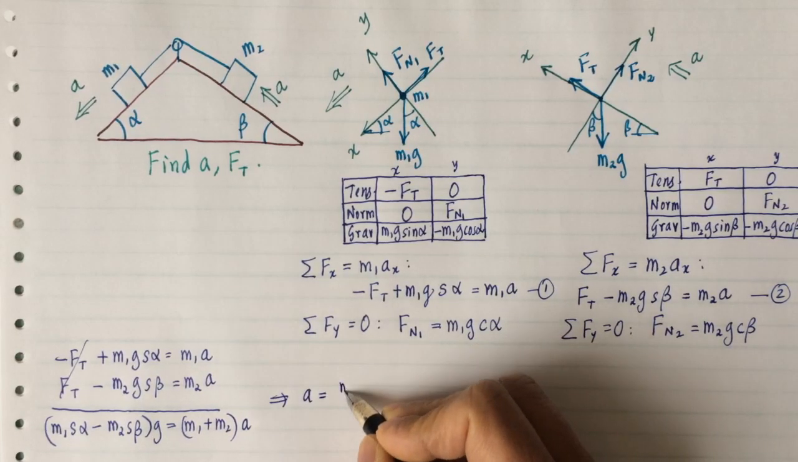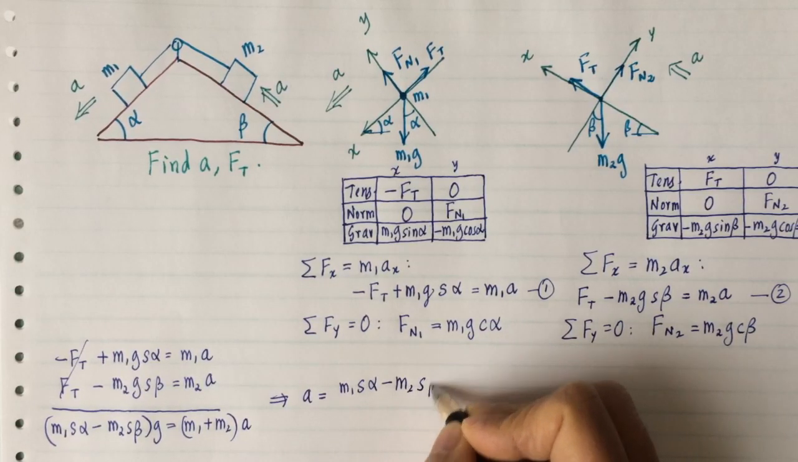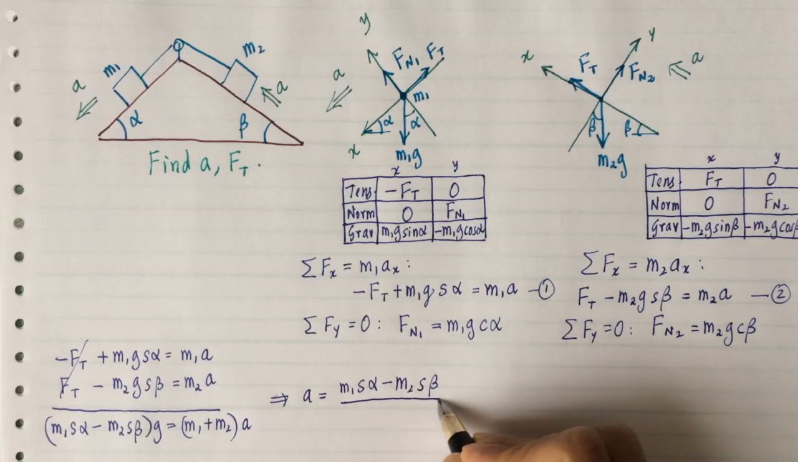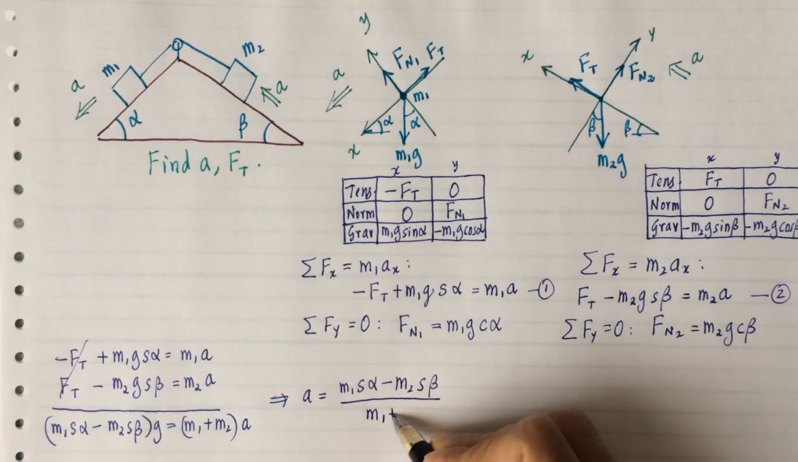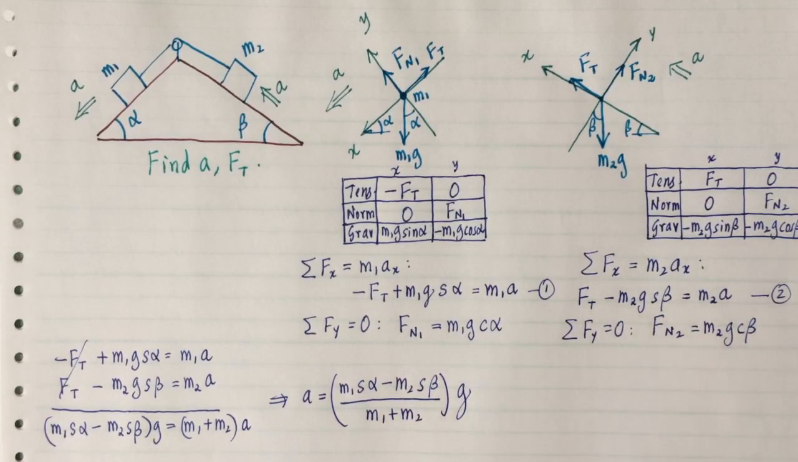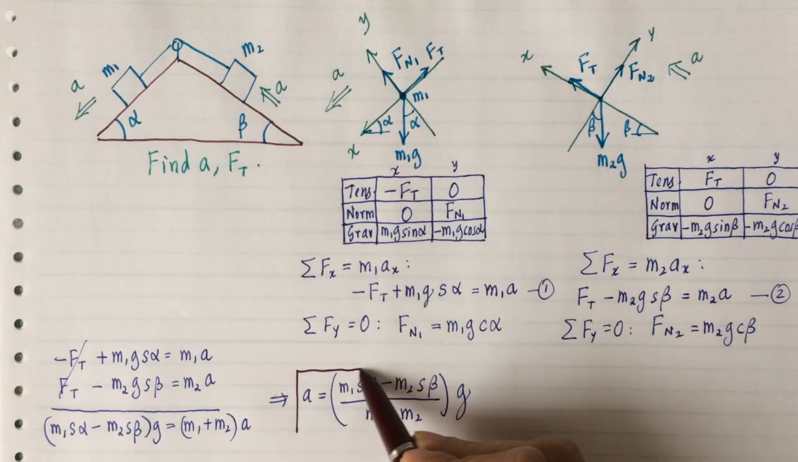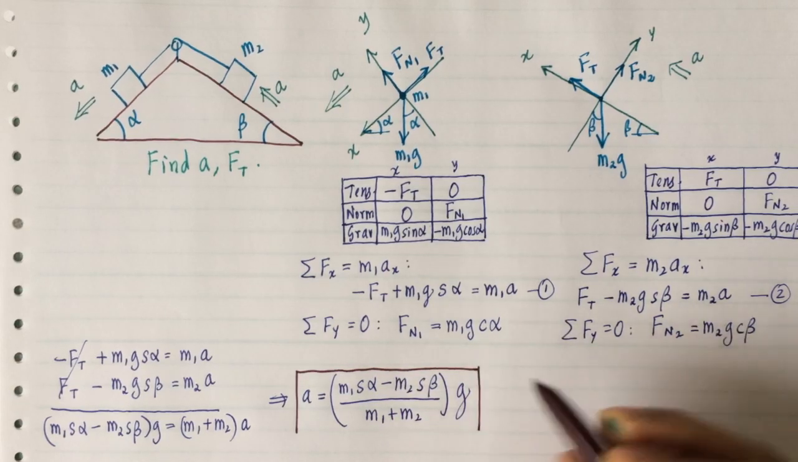So that solves for me the acceleration. It's just m1 sine alpha minus m2 sine beta divided by m1 plus m2, times g. Let's put a box around it because that's a significant result. It's one of the results we were asked to find.